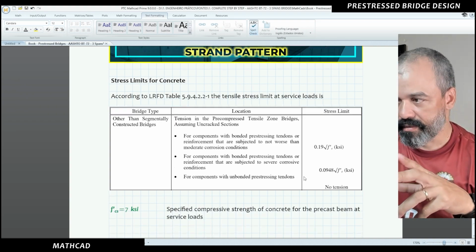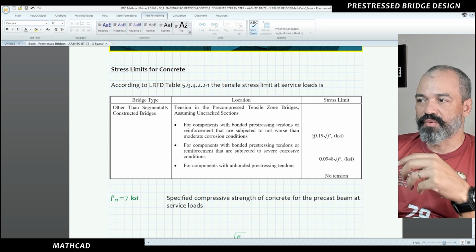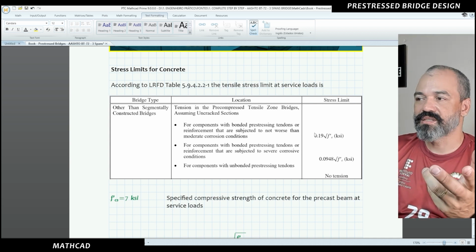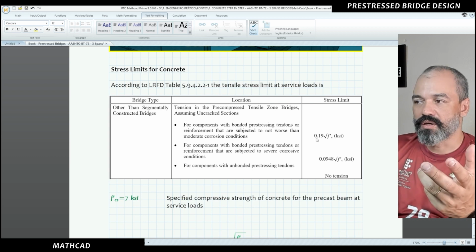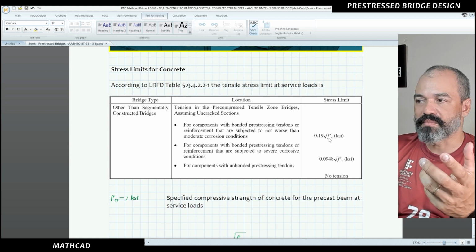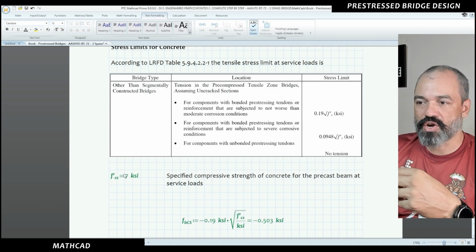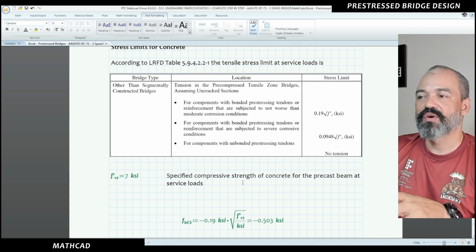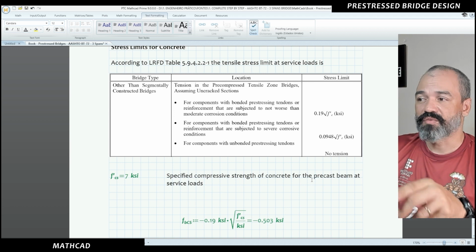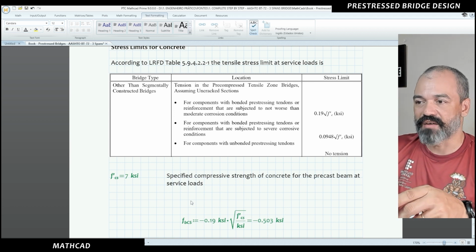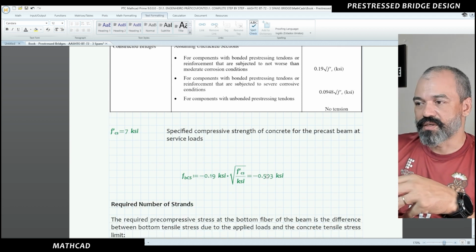Welcome to this class. So I have to declare the stress limit for our concrete, and this is the formula, the equation that we are going to use. 0.19 square root of our f'c. This is the tensile strength of our concrete. Here 7 ksi, the specified compressive strength of the concrete for the precast being at service loads. So this is the limit.